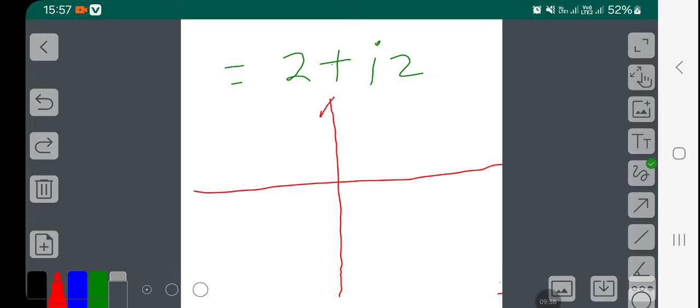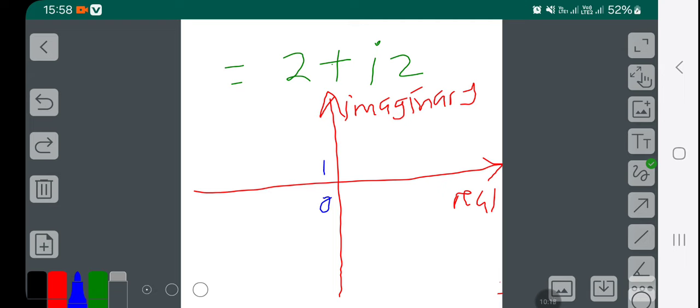What is very important, you must know that on your y-axis you write down your imaginary numbers. Then on your x-axis, this is where you write your real numbers. So it's very important. So here I can say 0, 1, 2, here 0, 1, 2, 3, here -1, -2, -1, and -2. As I said, your y-axis is your imaginary numbers, your x-axis is your real numbers.